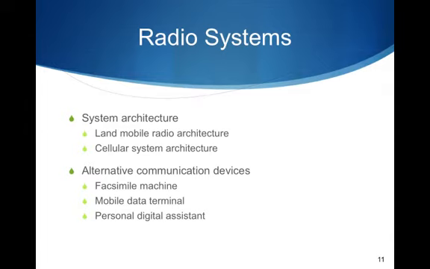Radio systems, system architecture, are arrangements of radio components. We will take a look at land mobile architecture here in just a second. Land mobile architecture has base stations and mobile radios: simplex radio, which only allows one-way communication, duplex radio, which allows two-way communication, or multiplex radio. And multiplex permits you to transmit audio signals as well as data simultaneously.